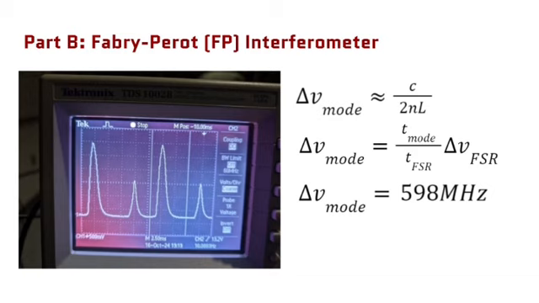Using these values, we calculated the delta ν mode of 598 MHz. Assuming a cavity of length 30 centimeters, we approximated a delta ν mode of 500 MHz, which indicates our measurement is in the appropriate range.